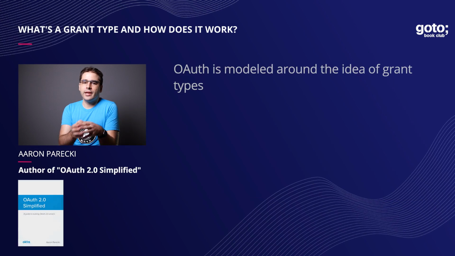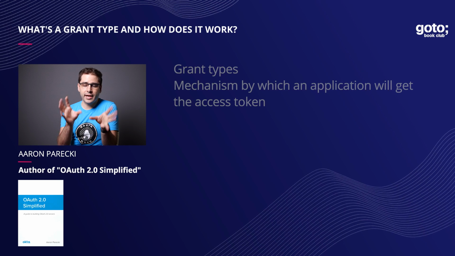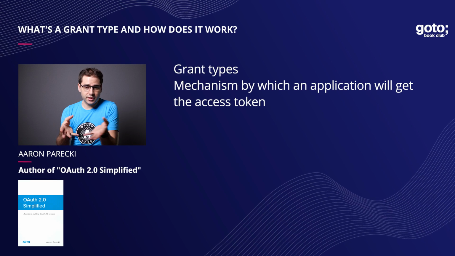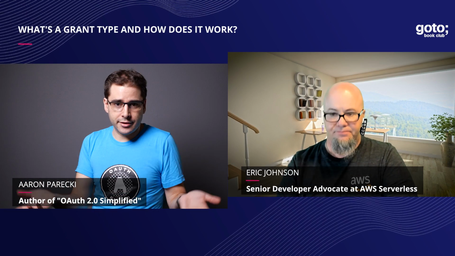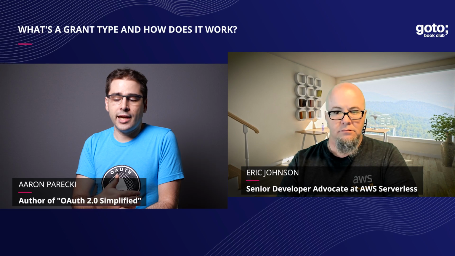So let's talk about some of the grant types. One, what does a grant type mean, and how does that work? So OAuth is modeled around this idea of grant types, and the idea with a grant is that's the mechanism by which an application will get the access token. So the goal of an application in OAuth is to get an access token. That's how it's going to then go access an API. So it needs some way to do that, and the way that it will do that is called an OAuth grant. And there are several OAuth grants described in the original spec. There's a few that have been added later, some have been removed, and we try to recommend only the most secure current best practices of those grants.